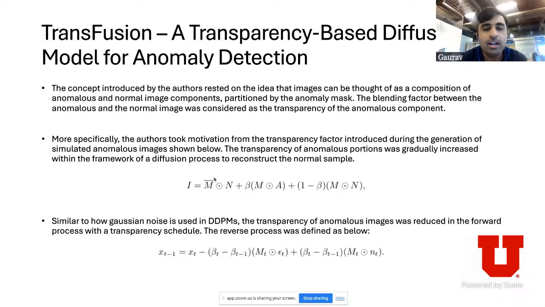So this is an article on TransFusion. This is another very innovative approach on using transparency-based diffusion models for anomaly detection. The article is a little bit bigger in this case because it is trying to come up with a novel concept as compared to just modeling noise in a diffusion model. The concept introduced by the authors rested on the idea that images can be thought of as a composition of anomalous and normal image components partitioned by the anomaly mask. The blending factor between the anomalous and the normal image was considered as the transparency of the anomalous component.